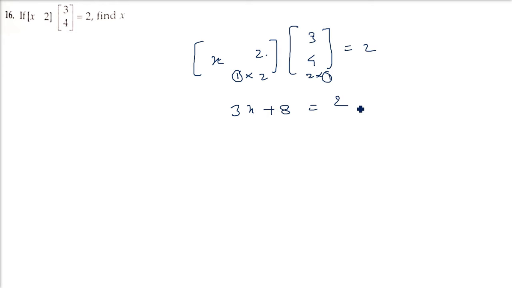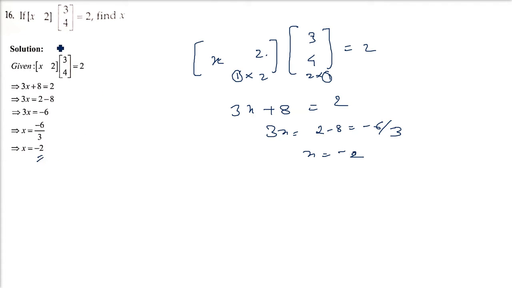3x plus 8 equal to 2. So 3x will be 2 minus 8, that is going to be negative 6. And negative 6 by 3 is negative 2. So x will be equal to minus 2. Okay, this is your answer.